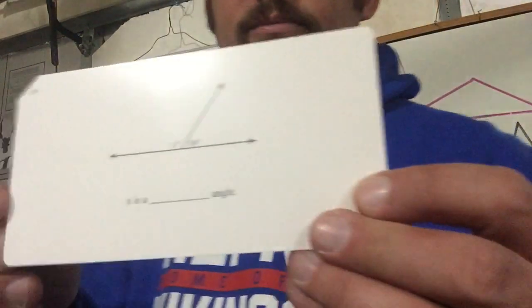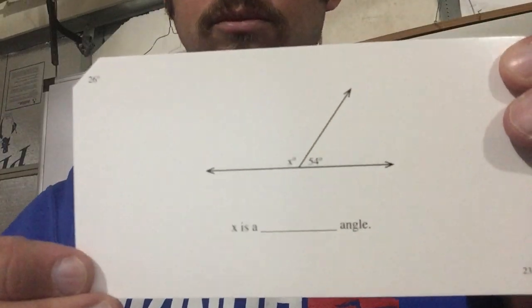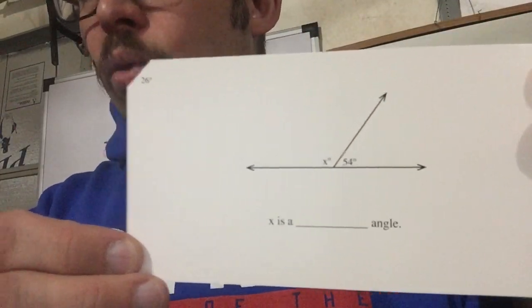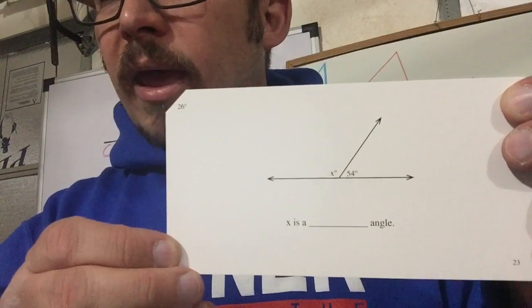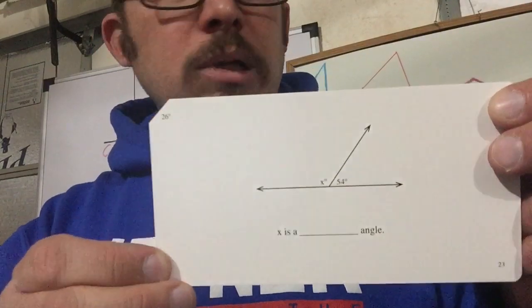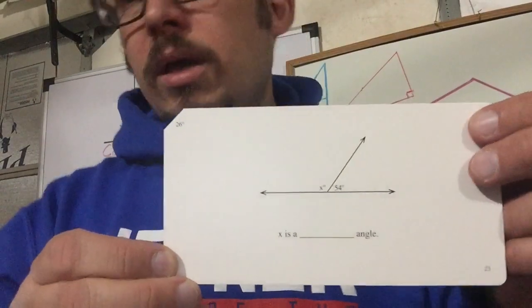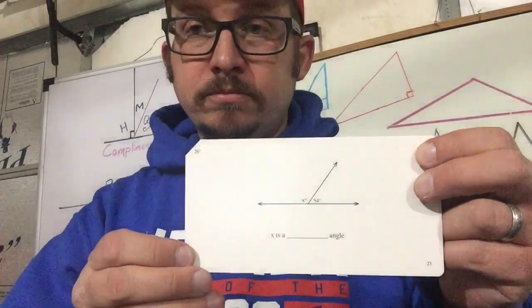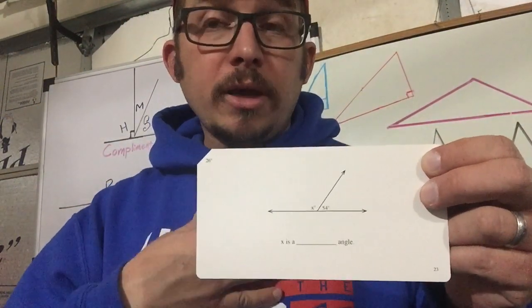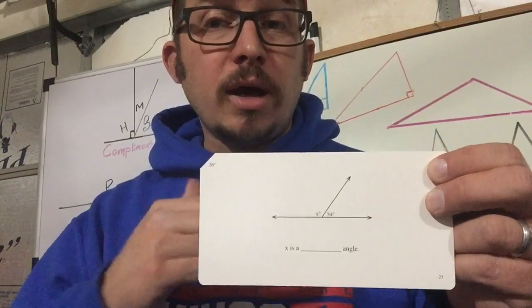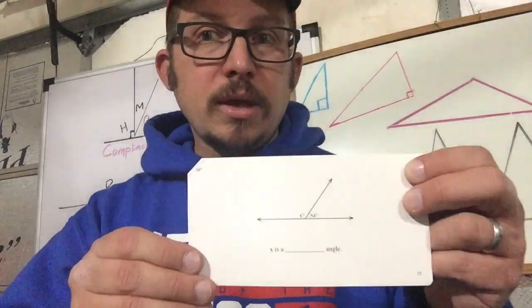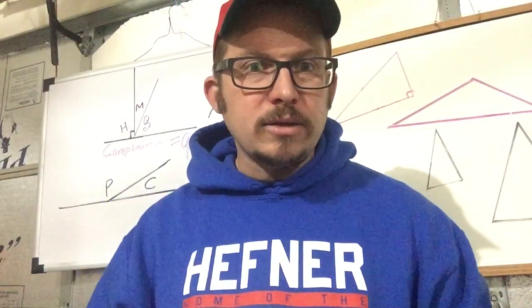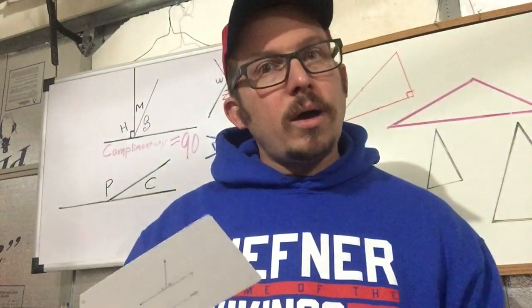Let's see, we've got... We want to know what kind of angle X is. X is a... I don't know. It's some kind of angle. We're talking about X all by itself, not in relationship to the 54-degree angle. But tell me what X measures, and tell me what kind of angle that is.